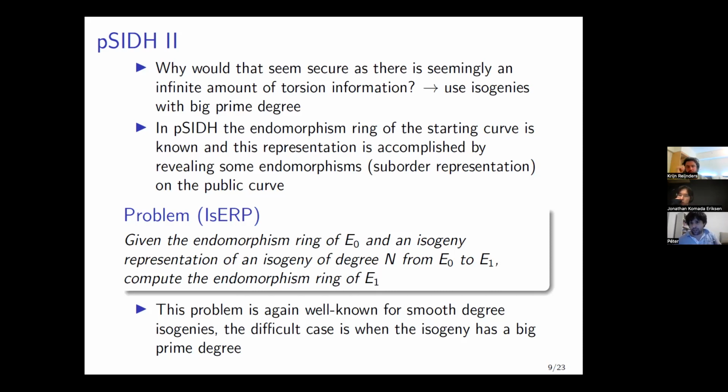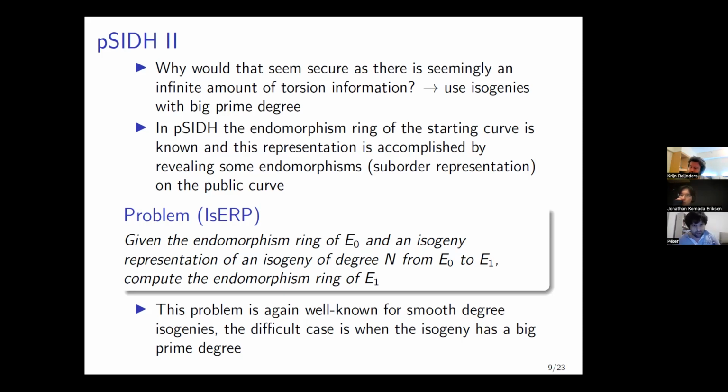So the cost of the evaluation is really the representation of the point, but you can really evaluate it anywhere. This construction really needs a starting curve where you know the endomorphism ring, because basically your representation reveals some endomorphisms on the public curve to make sure that you can evaluate your isogeny. This is called the suborder representation. So these are what help you evaluate your isogeny at any point.